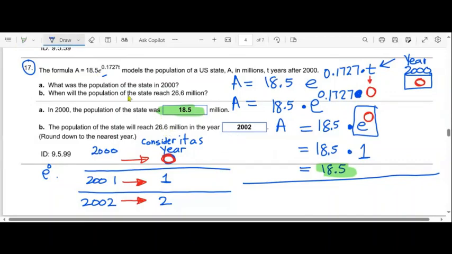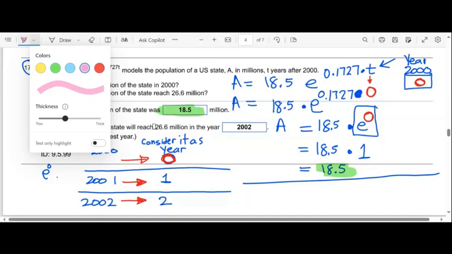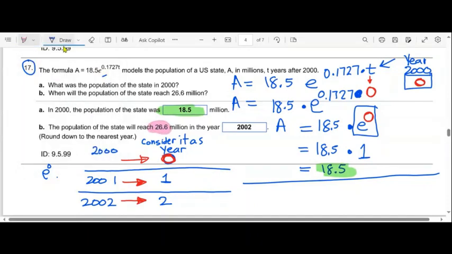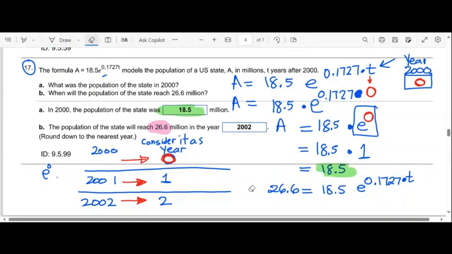Part 2, he's giving you 20. He's telling you which year would they reach the population of 26.6 million, right? Yes. Okay. So in this case, the A here is going to be how much? 26.6 equals what? 18.5 e to the power of what? 0.1727 times what? Times t. Is this clear? Yes. Clear?